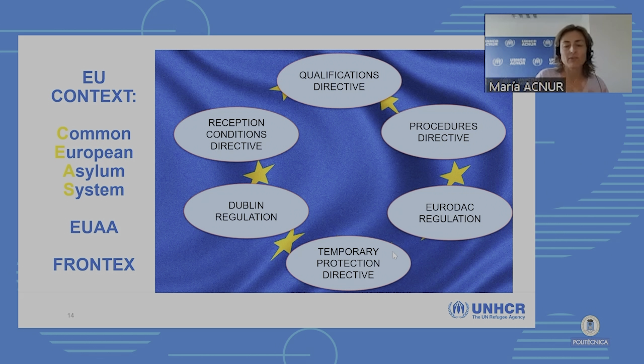What is the main effect of this? The main effect is that once your claim is registered in one country of the EU, no other EU country is going to allow you to apply for asylum, unless it applies what is called the sovereignty clause. So at any time, any country can decide, okay, it should be Spain examining your claim, but I will accept you. That is normally done because of humanitarian reasons, because of family links, or any other reason.